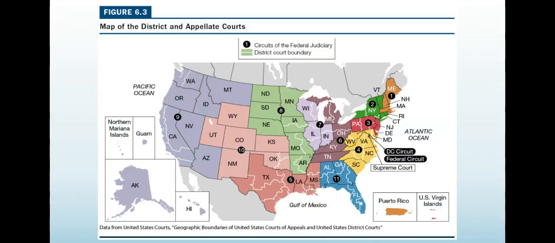So if you look at this map, you're going to see all the different areas of the courts. The white lines show the areas of the district courts by state. So you can see that in Illinois, for instance, we have 3 federal district courts. And then when it comes to appellate courts, they cover multiple states. So like we're in circuit number 7 for the Court of Appeals.